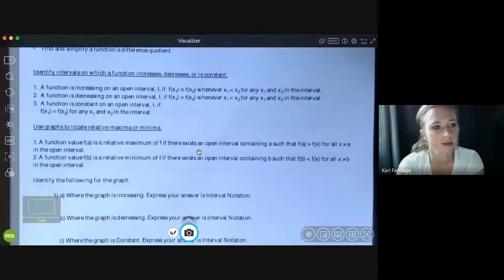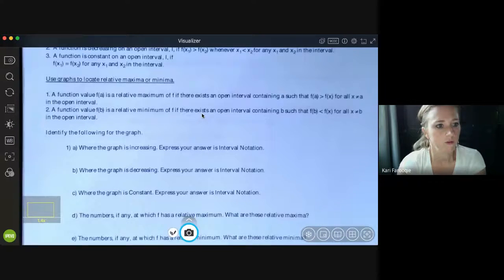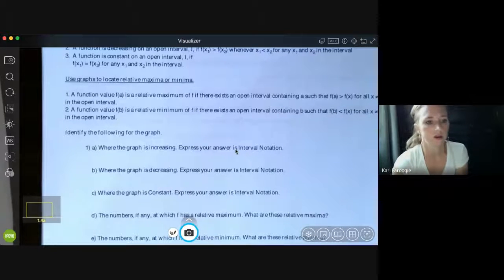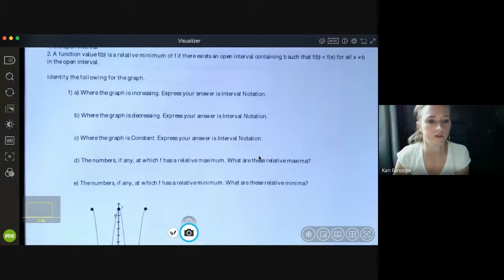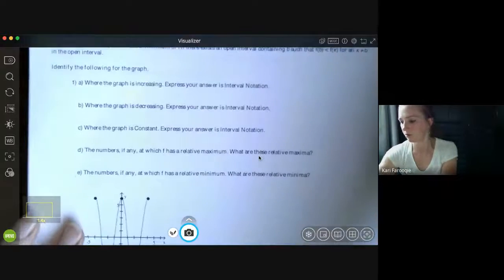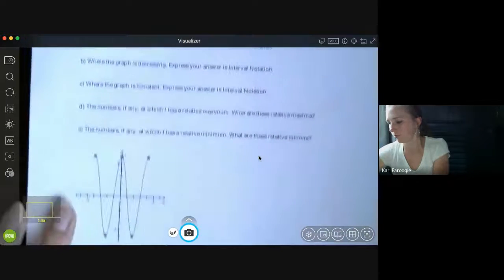2.2, sorry. We have to move away from fun parrot talk to talk about functions. All right. We are going to identify the following for the graph: where the graph is increasing, decreasing, constant, and any numbers at which f has a relative maximum, what the maximum are, and where f has a relative minimum and where the minima occur. All right, so let's look at this here.